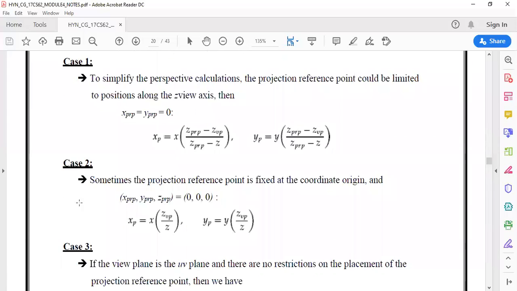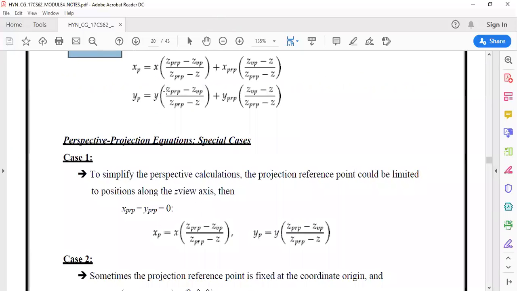Case 2: sometimes the projection reference point is fixed at the coordinate origin. If my projection reference point is at the origin, then x is 0, y is 0 and z is 0. Therefore xprp, yprp and zprp will be 0. So substitute the values of xprp, yprp and zprp as 0 in this equation.